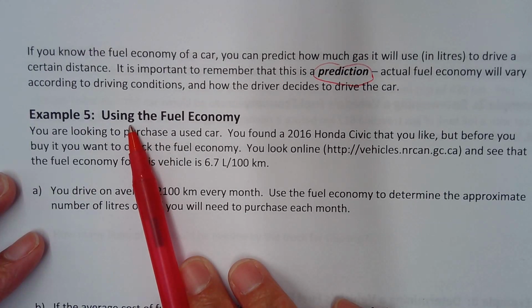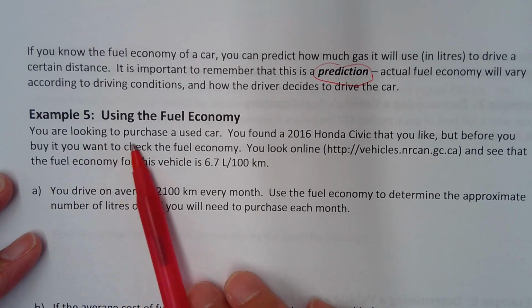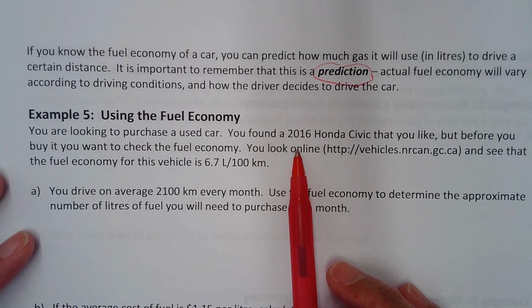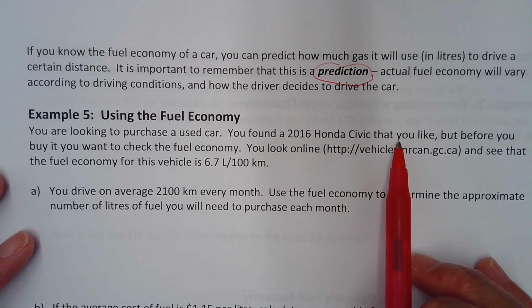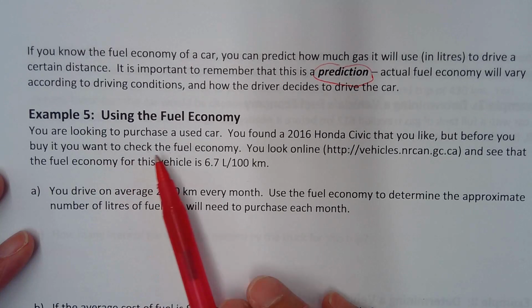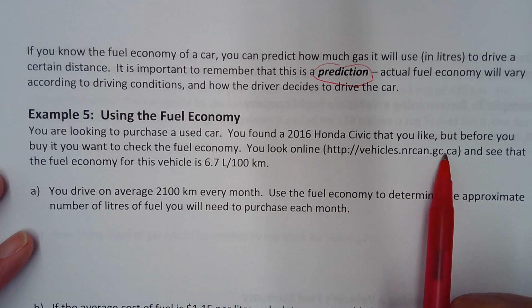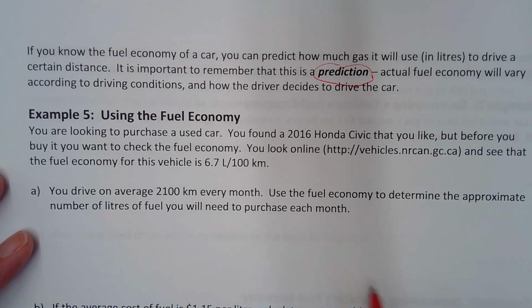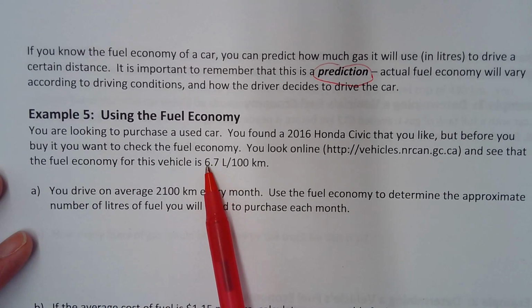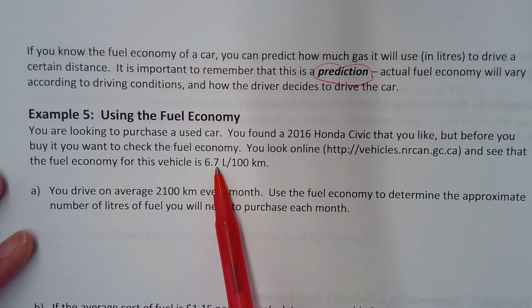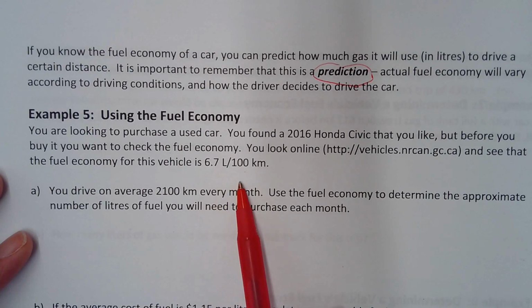Example 5, using the fuel economy. You're looking to purchase a used car. You found a 2016 Honda Civic that you like, but before you buy it, you want to check the fuel economy. You look online. Okay, so if we have a chance, we can take a look at this one, see if it's still there. You see that the fuel economy for this vehicle is 6.7 liters per 100 kilometers. That means it uses 6.7 liters of gas every time it travels 100 kilometers.